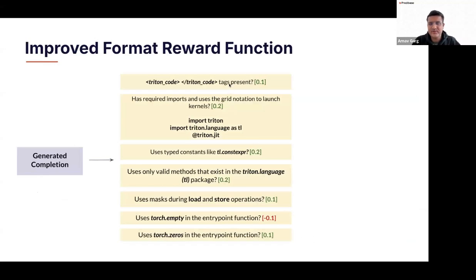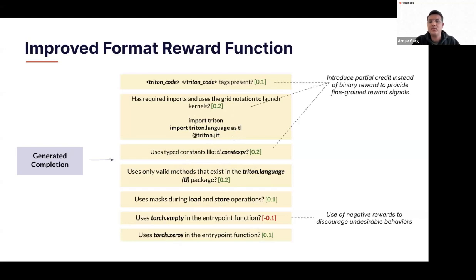Are the Triton code tags present? Does it use the imports? Does it use only valid methods from the Triton language library? Does it use torch.empty? Does it use loads and stores properly? Some other signs that it's using the kernels the right way or setting them up correctly. And the third thing is, yes, we can assign partial credit. The idea is that as you expand the list of criteria, for it to get a score of 1, it has to get everything right if you just have binary reward scores.